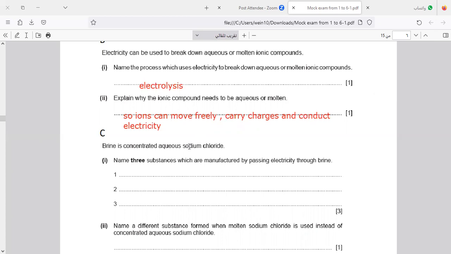The brine is a concentrated aqueous sodium chloride. As you know, name 3 substances produced here. At the cathode, hydrogen will form because hydrogen is less reactive than sodium. At the anode, chlorine will form.